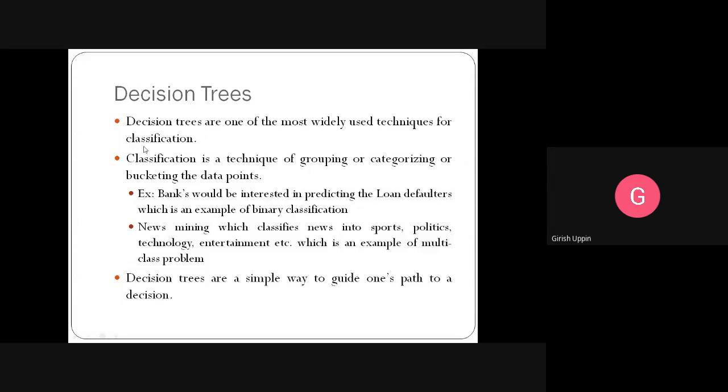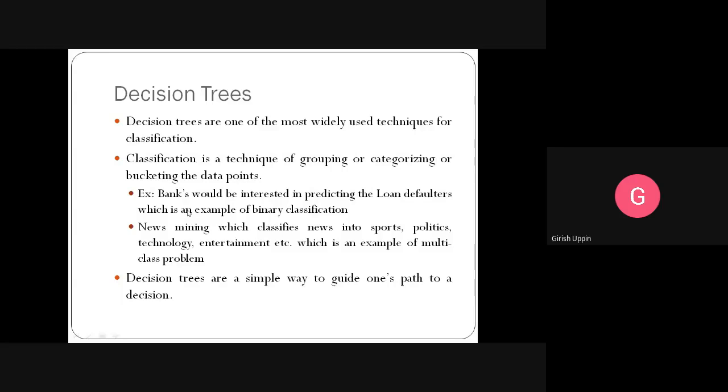Classification is a technique of grouping, categorizing, or bucketing the data points. You can say anything: grouping, classing. Classification is where you put the data points into different classes. If it is two classes, it is a binary class. If there are more than two classes, it is a multi-class problem. So you are putting the data points into different buckets.